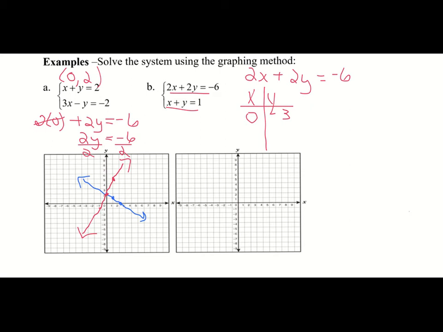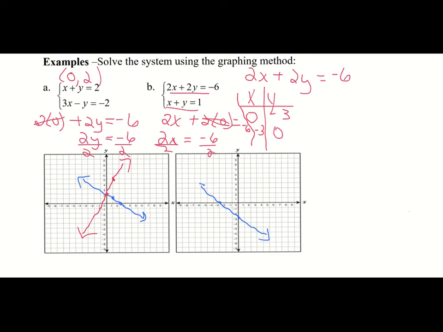And then let's do the same thing, but put a 0 in for y. So this is what we call graphing by intercepts. So we have 2x + 2 times 0 = -6. Draw a line there. So again, this equals 0. It cancels out. So we have 2x = -6. Divide by 2. So x is going to equal, again, -3. So when I go to graph this line, my 2 ordered pairs are (0, -3), which is right there, and (-3, 0), which would be right there. So here is my first line.